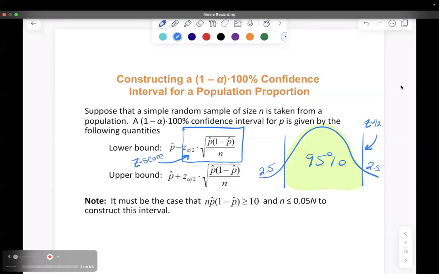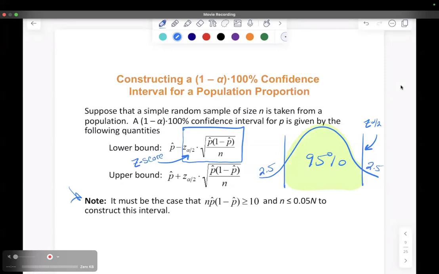Because basically what I'm saying is it's this many standard deviations away from the mean is the boundary. So I take standard deviation and I multiply it by that z-score. And if I subtract it from p hat, I get the lower bound. Add it to p hat, you get the upper bound. And obviously these things right here, once we're doing the math, it's going to make more sense.